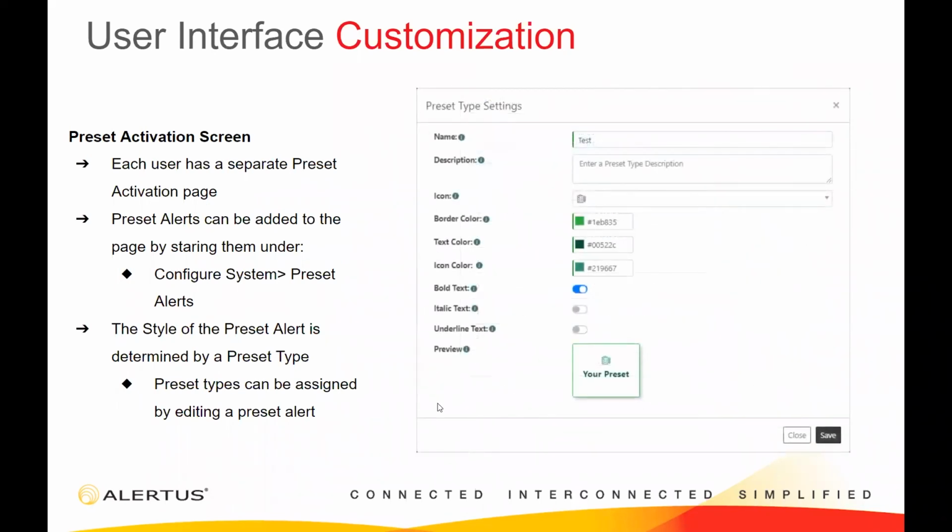Here's how those preset types are edited. So if you click on one of those or create a new one, you can see you can change the border color, the text color, the icon color. You can also select from a rather extensive list of icons. If you want, you can also change the way the text is styled.